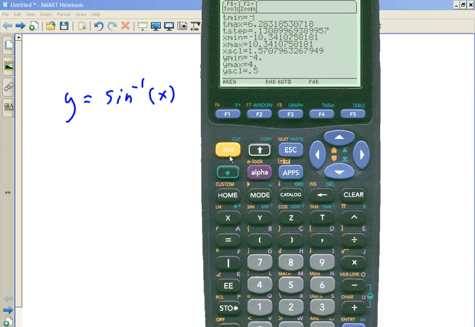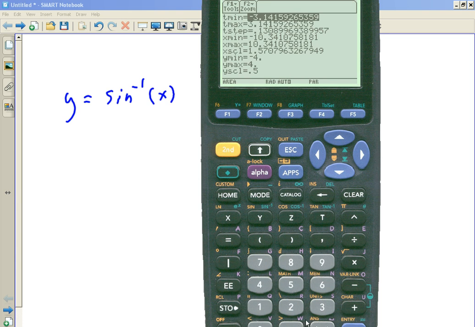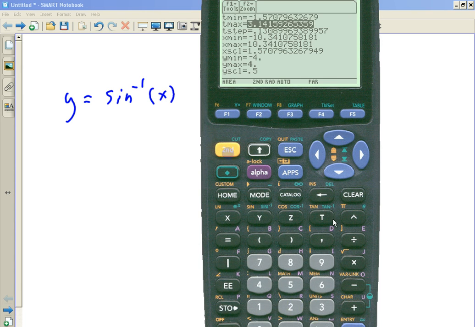Let's see. How about negative pi to pi instead? What does that look like? So now this piece of the sine wave is what we're talking about, right? And then here's the arcsine. What's the problem with this? It's not a function. So I can't do that either. What if I do this? What if I go from negative, not pi, but pi over 2 to positive pi over 2? And that's a more standard definition.